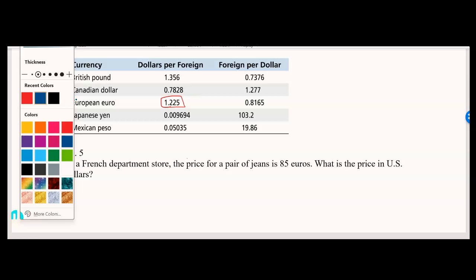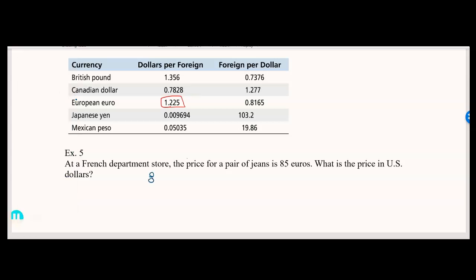What that means is we're going to take the price of the jeans, so 85 euros, and multiply that by the 1.225, and that's going to tell us what it would cost in US dollars. And by the way, when you are rounding with dollars and cents, round to the nearest cent. What I would put then is $104.13. So that's how I would do that one.